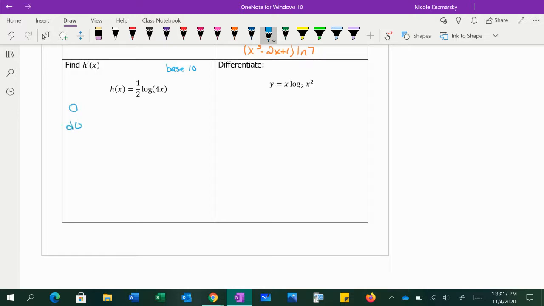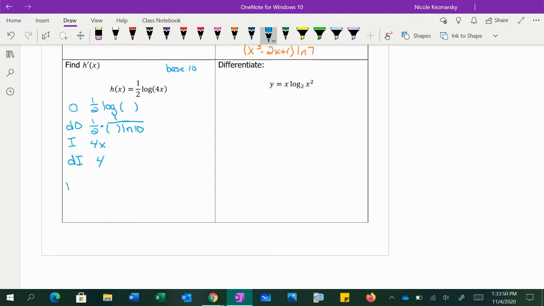So we'll say outer, derivative of the outer, inner, derivative of the inner. Outer is going to be 1/2 log of something. So the derivative of the outer is going to include the 1/2, but it's also going to have 1 over something natural log of 10, because again, base is 10. The inner is 4x, and the derivative of the inner is 4.